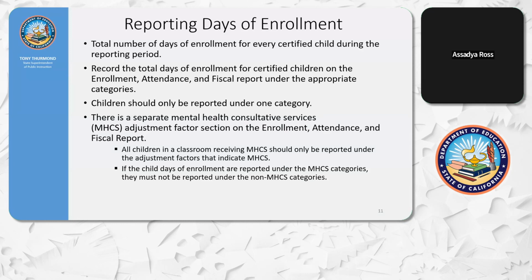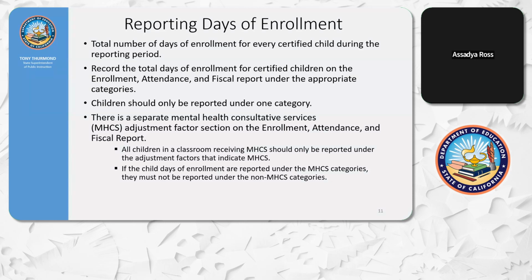Now we're going to look at how days of enrollment are reported. The total number of days of enrollment for every certified child during the reporting period is what should be entered on the enrollment and attendance portion of the enrollment, attendance, and fiscal report form. You're going to record the days of enrollment for certified children under the appropriate categories. Children should only be reported under one category.